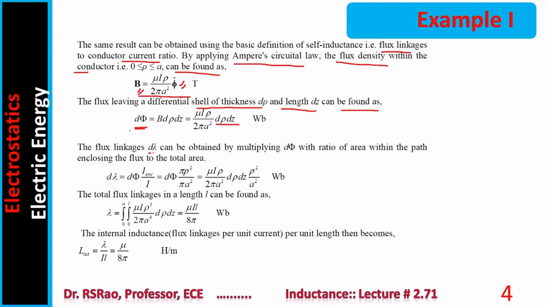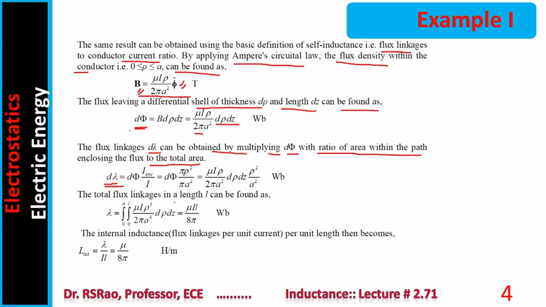The flux linkages d lambda can be obtained by multiplying d phi with the ratio of area within the path enclosing the flux to the total area. It is d lambda equal to d phi times I enclosed by I. I enclosed by I is pi rho square by pi a square. d phi is available, so using the expression for d phi, now we have d lambda in Webers.